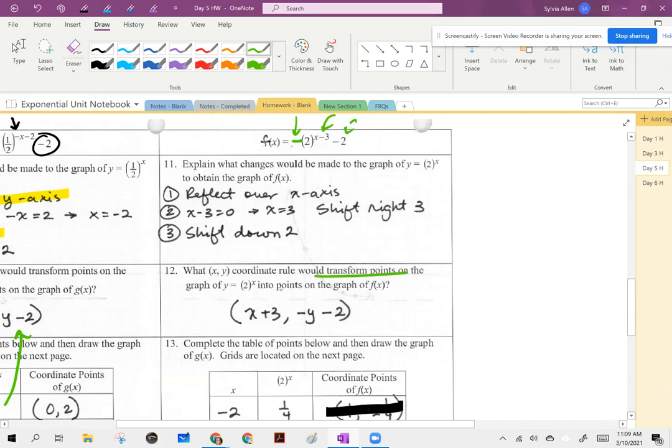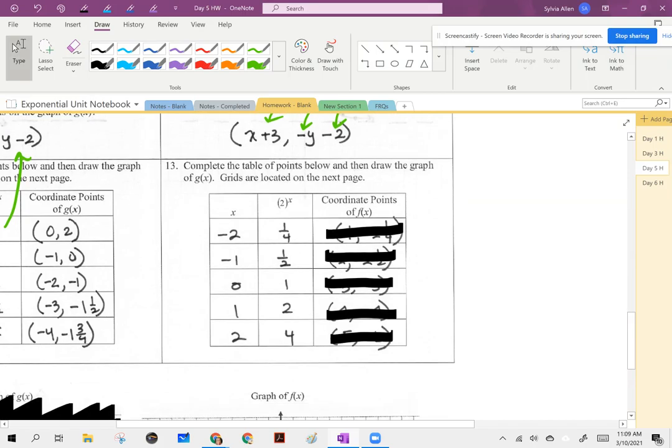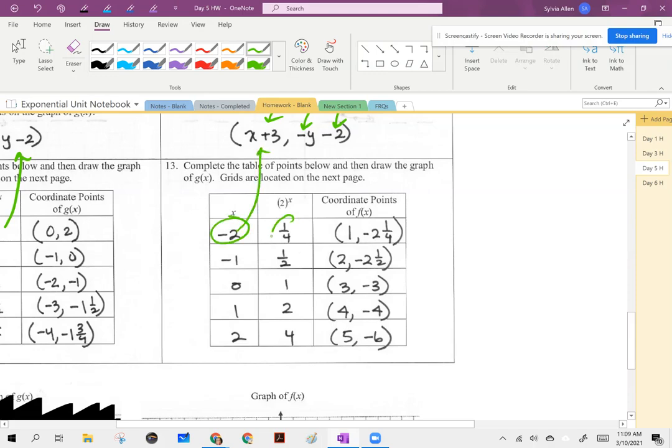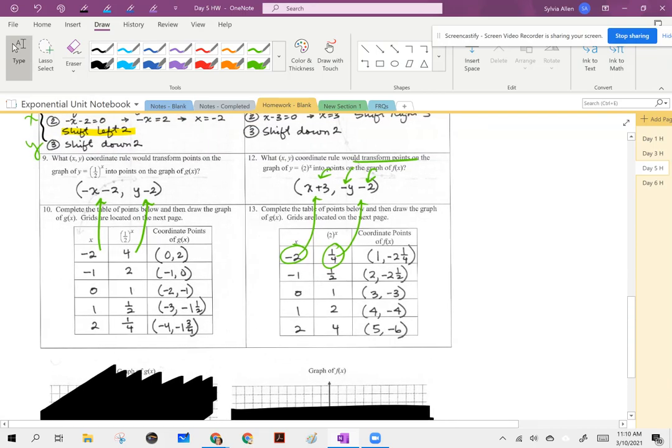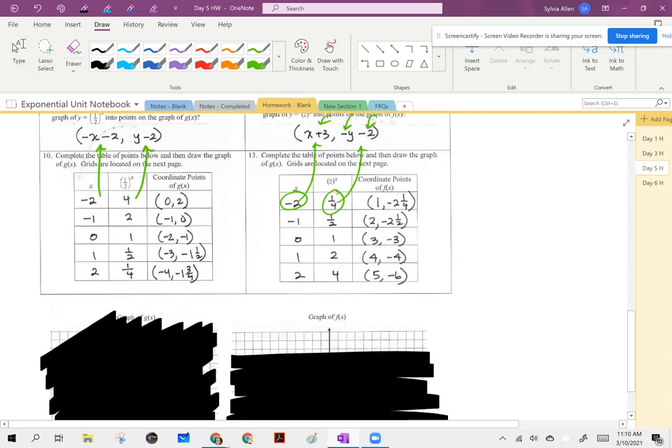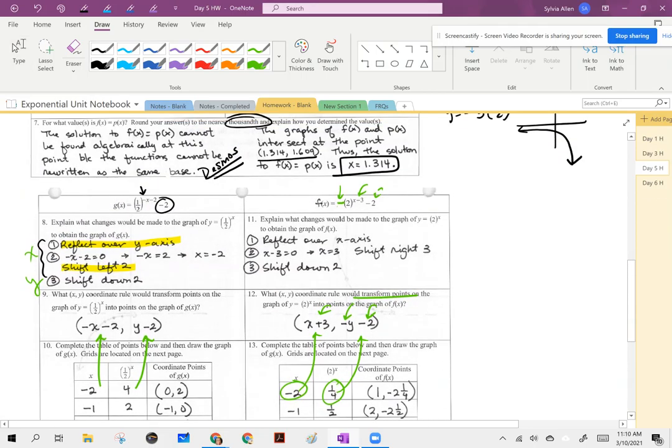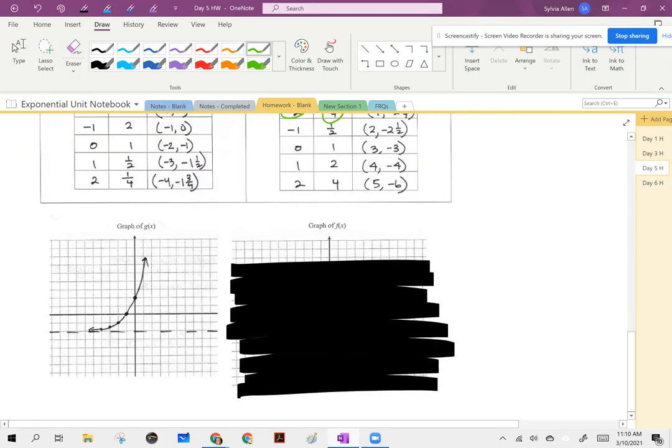Okay, so this tells us we are going to the right 3. This is our x-axis reflection, and then we're going to go down 2. Using that rule, come up with the new ordered pairs. Okay, double check. All you're doing is taking each of these x values and applying the rule, taking the y values and applying the rule. All right, and then we are supposed to graph. So let's take a look at the graph for g of x. And let's take a look at the graph of f of x.